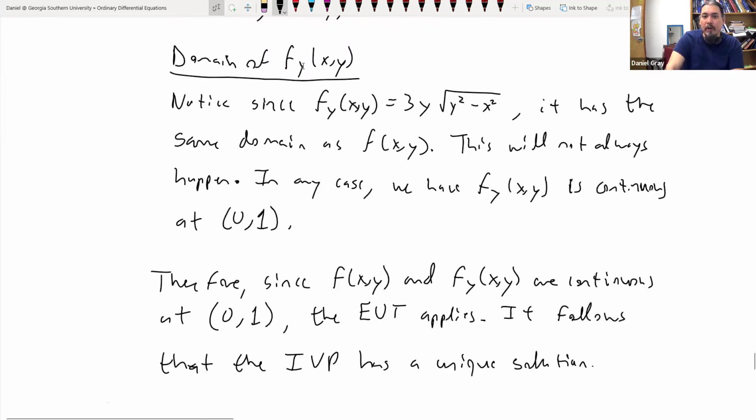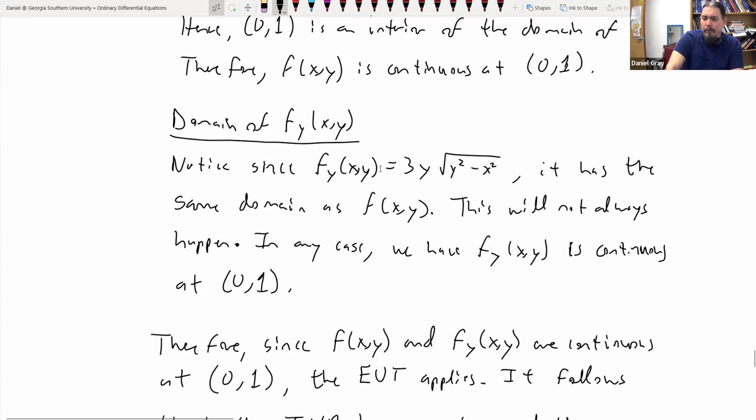Now let's look at the domain of f sub y. We're going to take the derivative of f with respect to y, right? We got 3y times the square root of y squared minus x squared, and it has exactly the same domain as f of x,y because we're still taking the square root of y squared minus x squared. Yeah, we're multiplying by 3y over here, but we can plug in any y value we want. It's not going to matter, right?